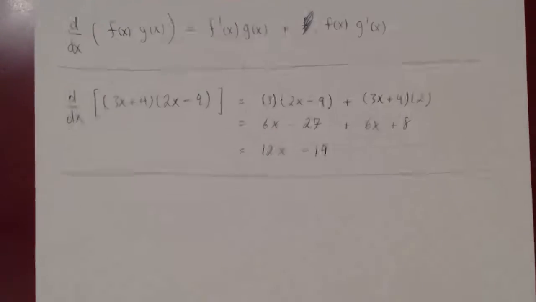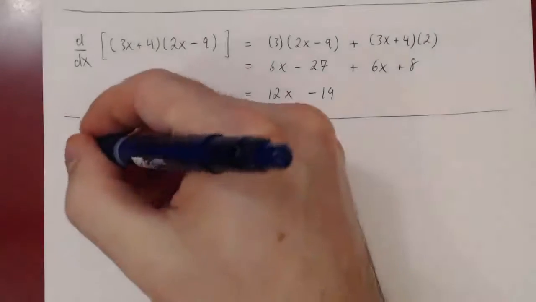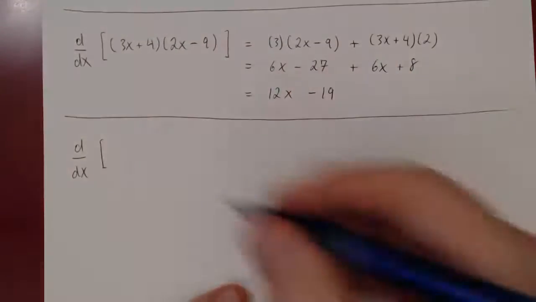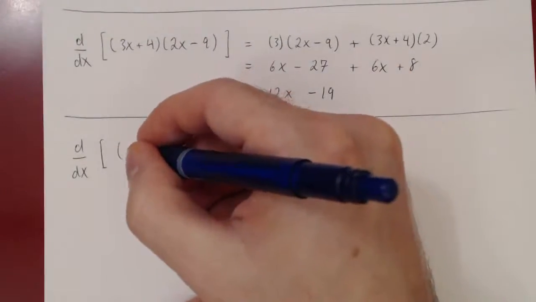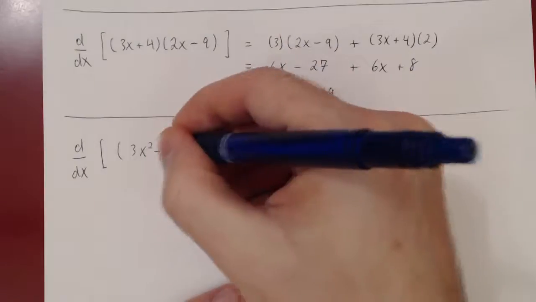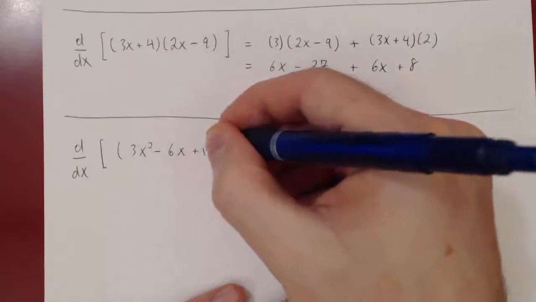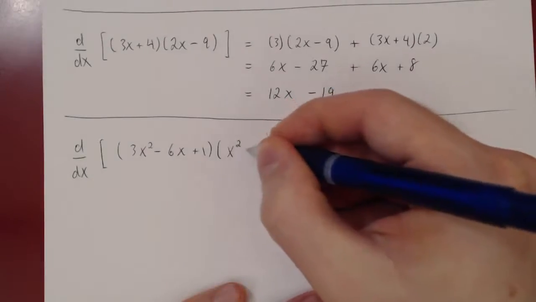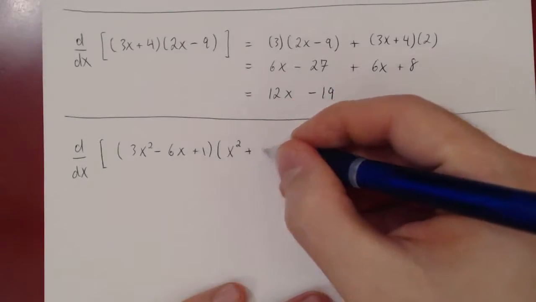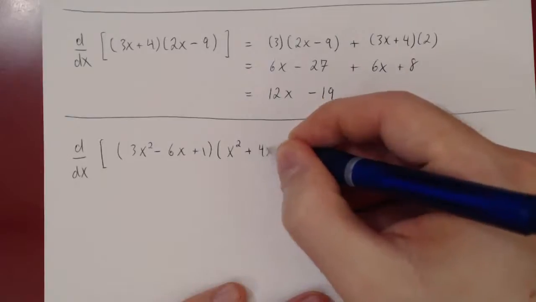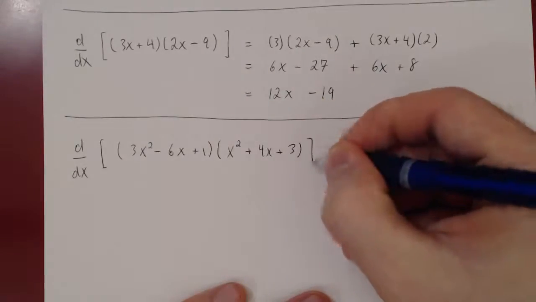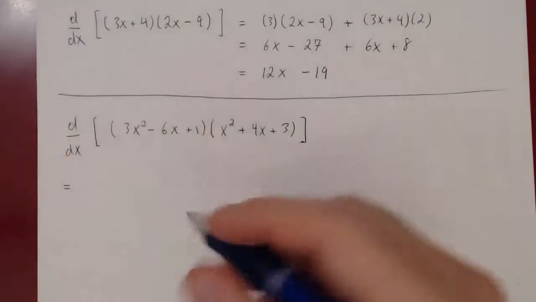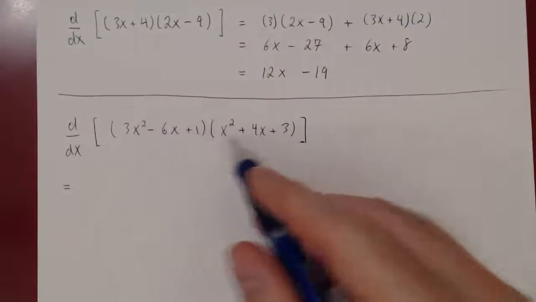Let's do a second example. What if we look for the derivative? And now let's take a product of two quadratics. So say 3x squared minus 6x plus 1 times x squared plus 4x plus 3. So let's apply the product rule. We look for the derivative of a product of these two functions.